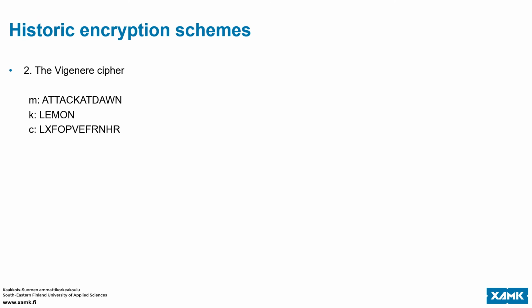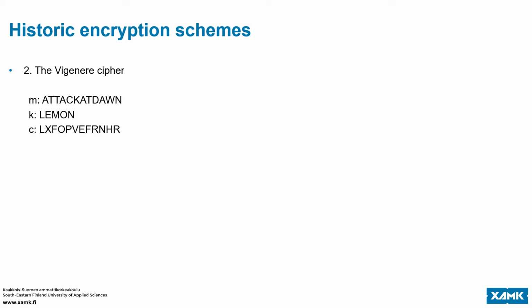There is a variation of the substitution cipher called the Vigenère Cipher. This variation basically improved the security of the substitution cipher, at least a little bit. The Vigenère Cipher was actually the first cipher in history which uses some sort of key to encrypt your message.